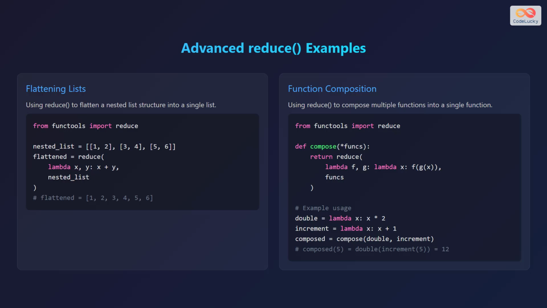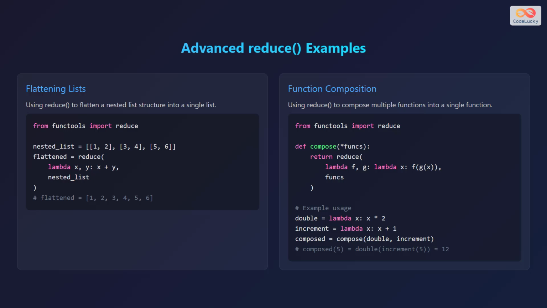Here are some advanced examples of how to use the reduce function. One common use case is flattening lists. This involves taking a nested list structure and turning it into a single list. To flatten a nested list, we import reduce from functools. Then we have the nested list containing lists of numbers. We use reduce with a lambda function to concatenate the lists together. The result, assigned to flattened, is a single list containing all the numbers.